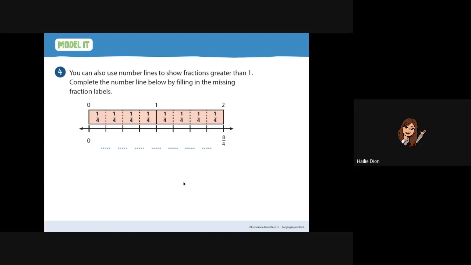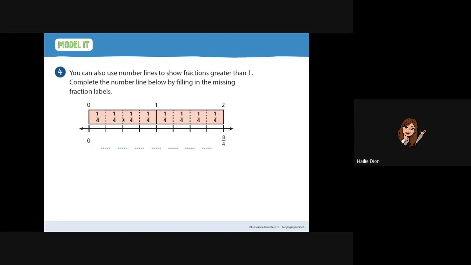Now, this one gets a little trickier because we have not just one set of whole numbers, but 2 sets of whole numbers. So as you can see, if we're dealing with fourths, our numerator is going to become larger than our denominator. It looks scary, but it is more than okay for that to happen, so bear with me. So, you can also use number lines to show fractions greater than 1. So we're going to complete the number line below by filling in the missing fraction label.